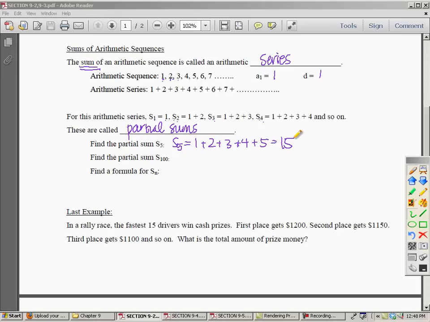15. If I want to find the 100th partial sum, this is basically saying, take 1 plus 2 plus 3 plus 4 all the way until I get to 99 and 100. The problem is, I'm so not interested in doing this. Now, there's a story that goes along with this, which is why it's on your paper.